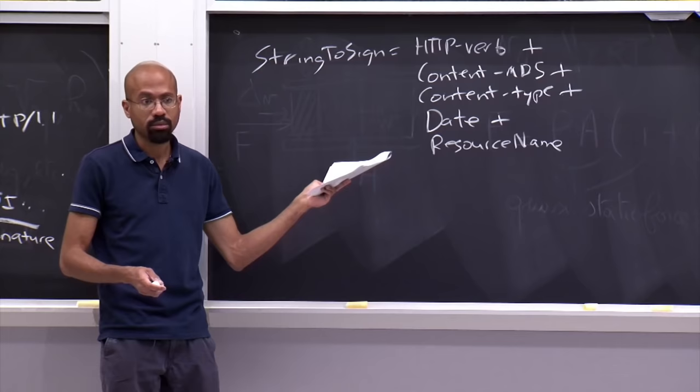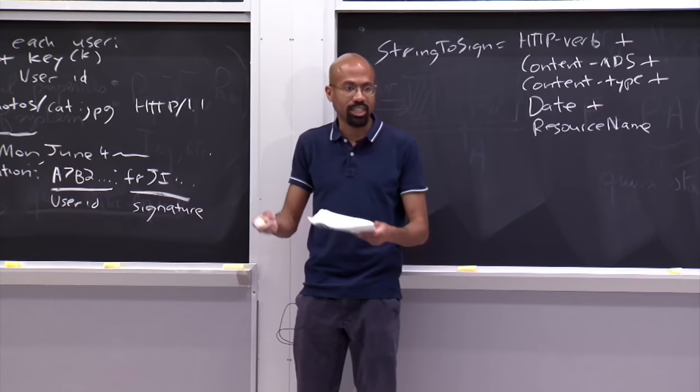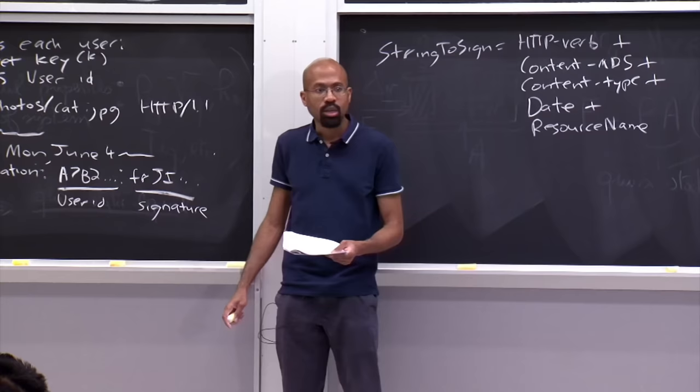So what would be the content here? In this case, for the content, that's probably going to be nothing, like the empty string. But you can imagine if it was a POST or something like that, you'd actually have the data of the HTTP request. And do they really use MD5, which is kind of an unfortunate choice nowadays?